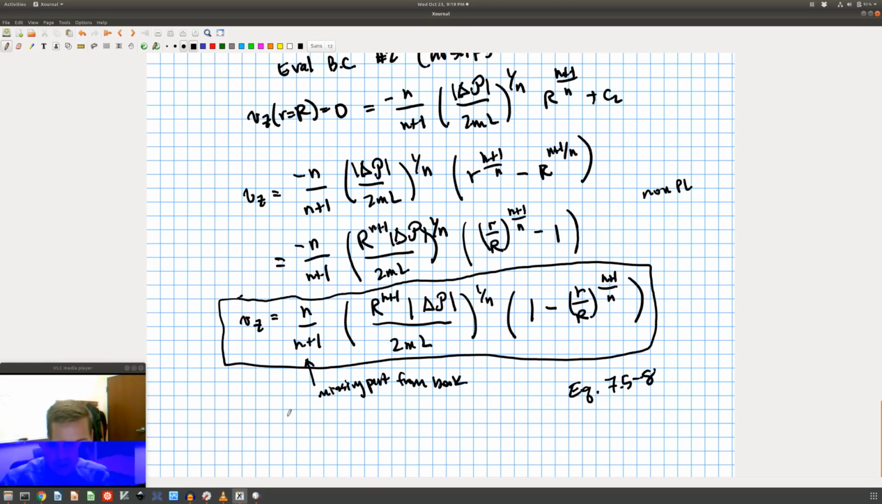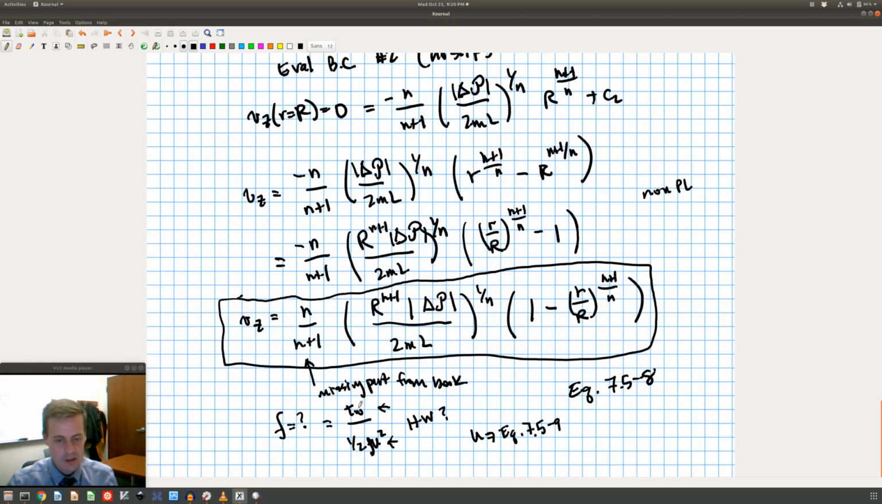So now how do you get the friction factor? Well, you have to calculate tau W over 1/2 rho U squared. So you're going to need to get tau and you're going to need to get U. And that's your homework question, to be able to do that. Your book actually has the answer for U. U is in equation 7.5-9, so it's already there. The only thing you have left to do is to get tau W and show what's going on.